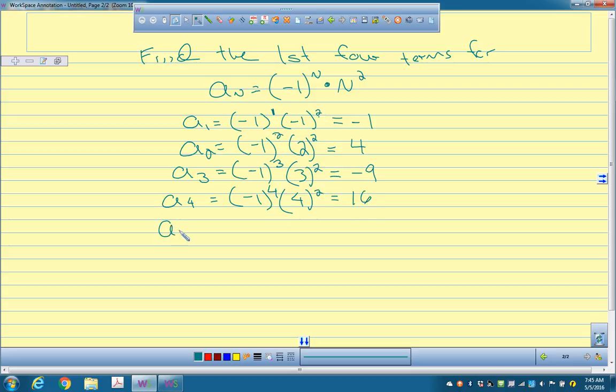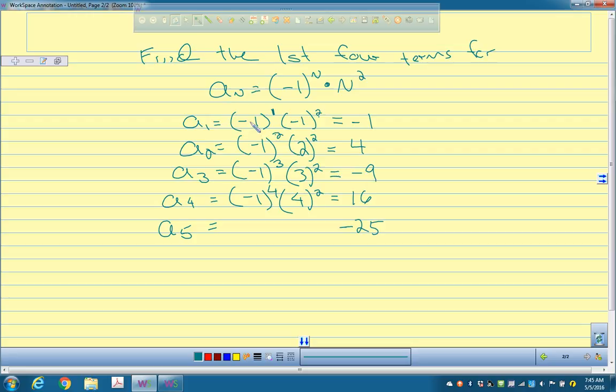Who could tell me what a sub 5 is without having to actually plug it into the formula, by looking at the pattern? What's a sub 5, Will? What's a sub 5, Calvin? You should pay attention. What's a sub 5, Mandy? It would be -25, okay? That's going to be -25. Notice, negative, positive, negative, positive, negative.